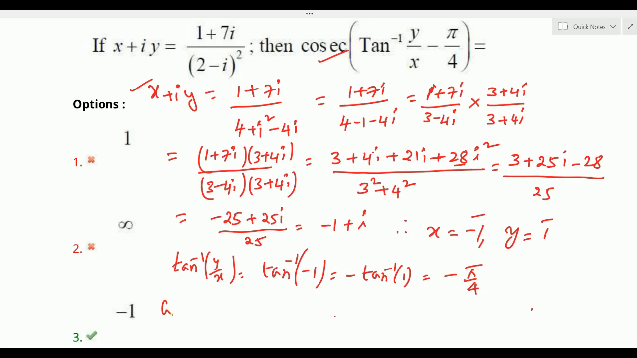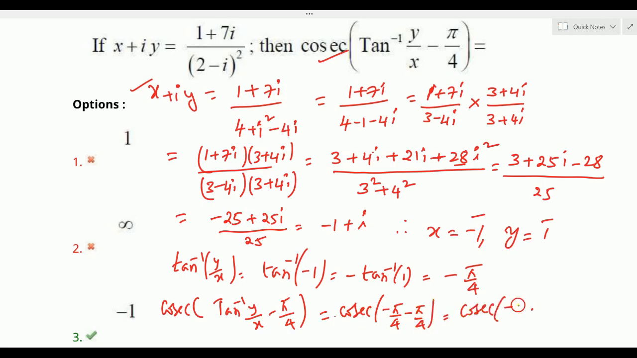Now we want cosecant of ఏం కావాలి మనకి? Cosecant of tan inverse y by x minus pi by 4 we want. That is cosecant of, we got already tan inverse y by x is minus pi by 4. One more minus pi by 4 is there. Minus pi by 4 minus pi by 4 is minus pi by 2. Cosecant minus pi by 2. Cosecant minus theta is minus cosecant theta. అంటే minus cosecant pi by 2.